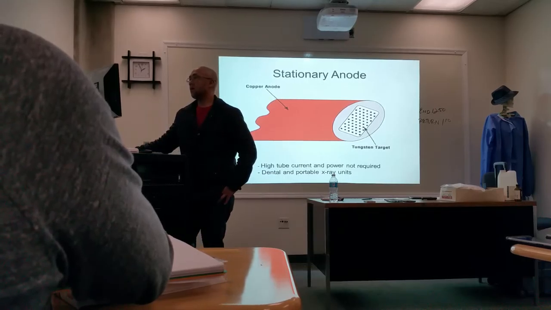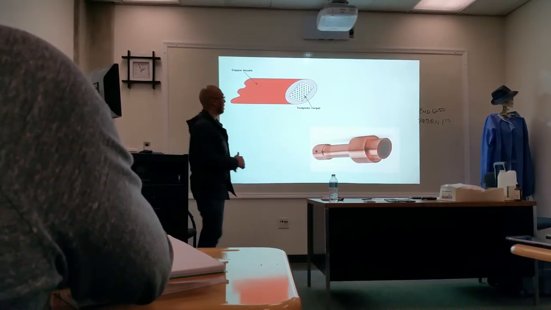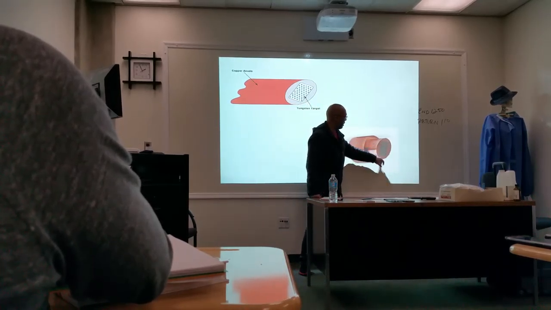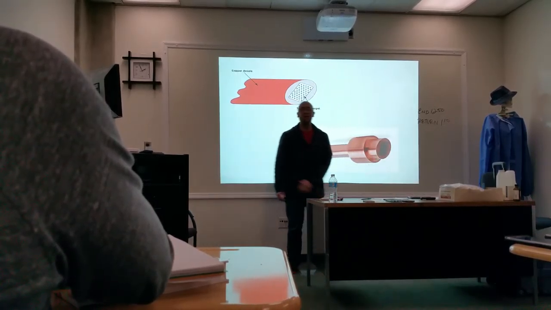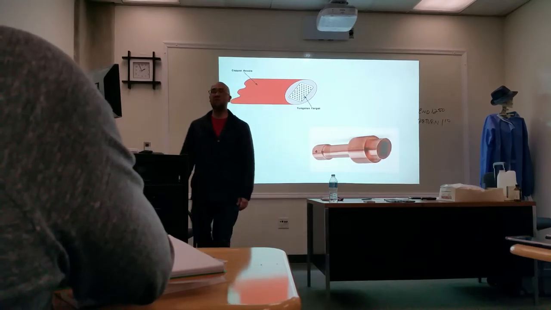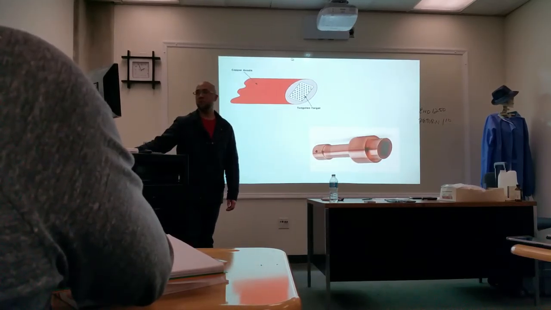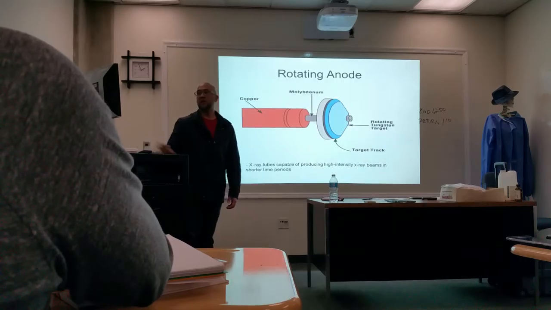All right. So this is what one looks like. Copper block, and then you have a tungsten plate right at the end for the conversion of electrons to X-ray energy. Okay, let's go ahead to the next page here.